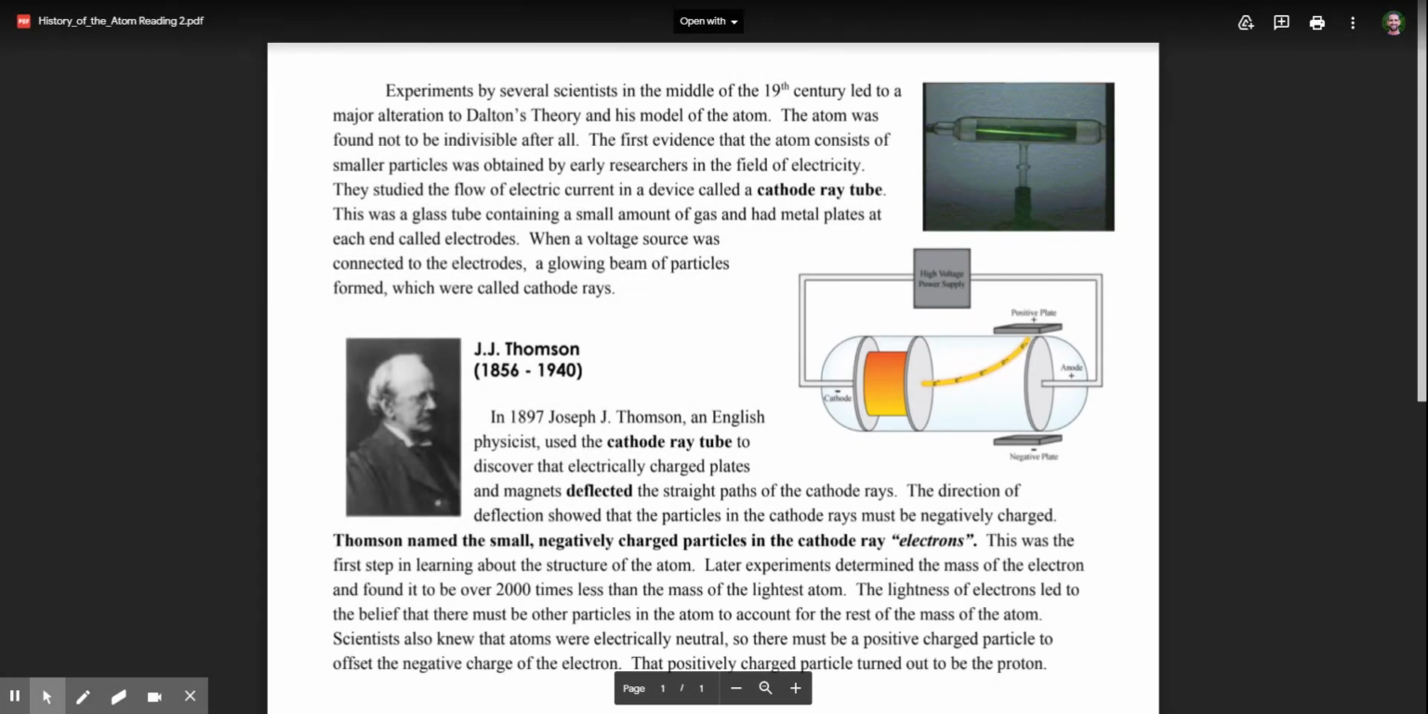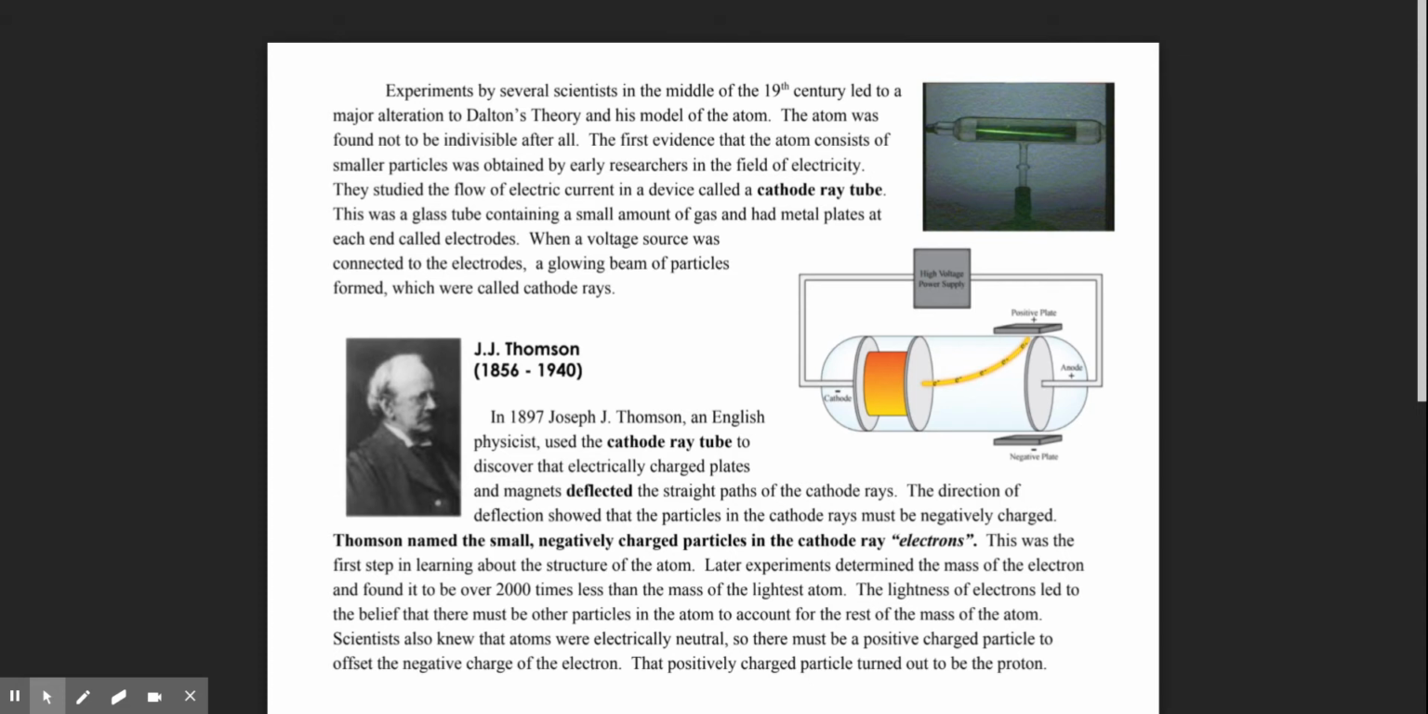Experiments by several scientists in the middle of the 19th century led to a major alteration to Dalton's theory and his model of the atom. The atom was found not to be indivisible after all. The first evidence that the atom consists of smaller particles was obtained by early researchers in the field of electricity.